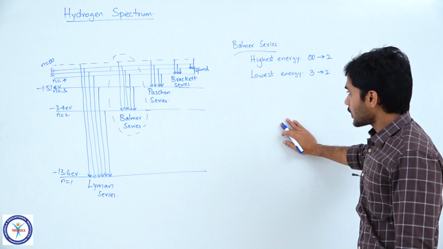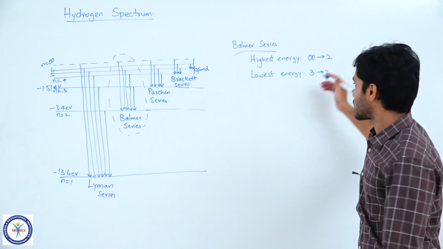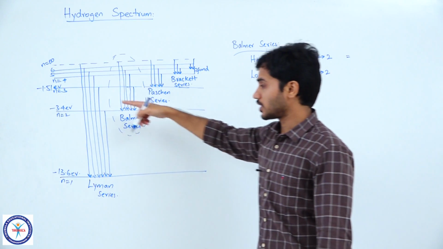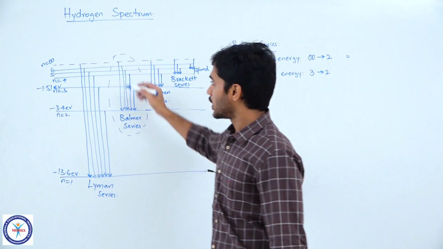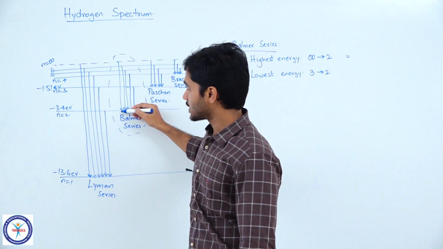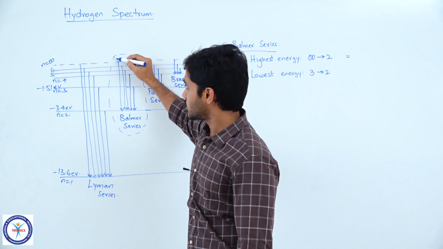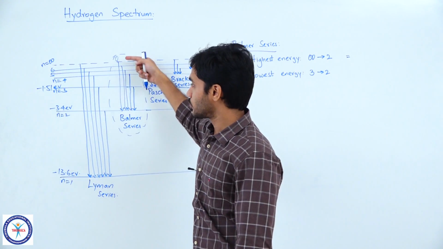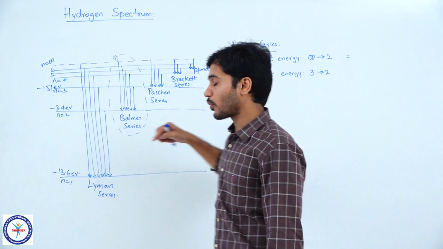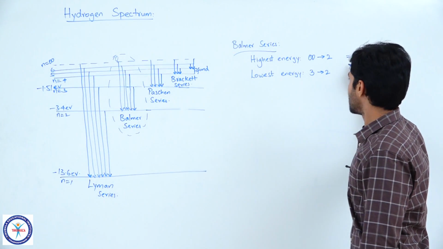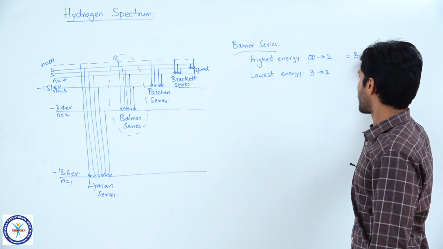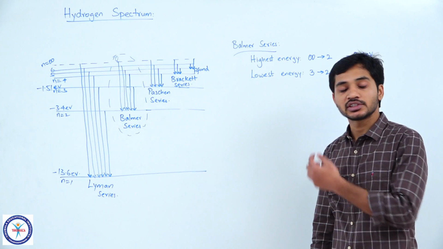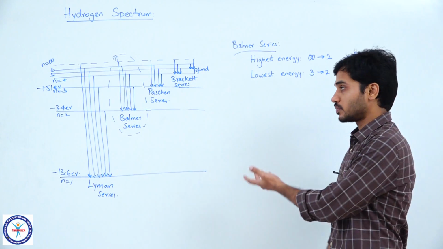Now based on this, if you actually calculate the values, we already know the energy for these transitions. The infinity to 2 transition: the energy here is 0 and here it is minus 3.4. So 0 minus (minus 3.4) gives 3.4 electron volts. So 3.4 electron volts is the highest energy in the Balmer series.